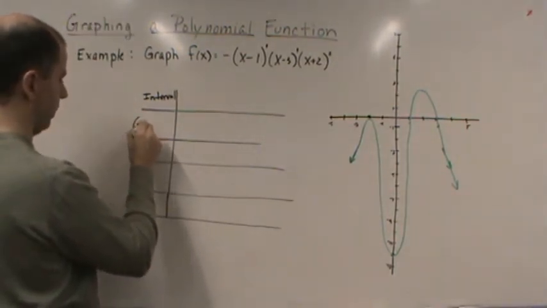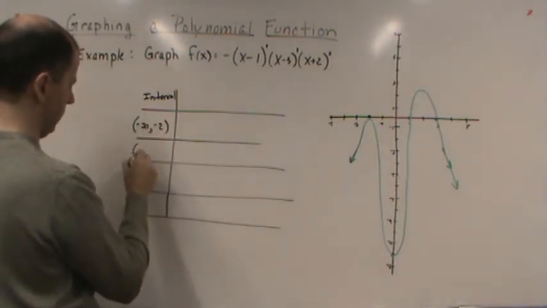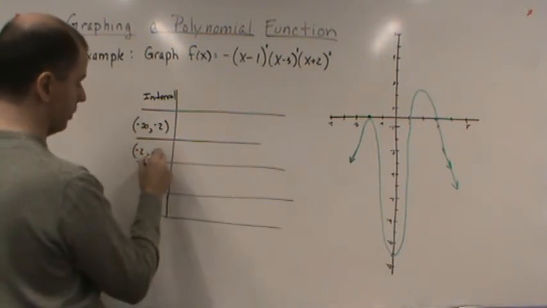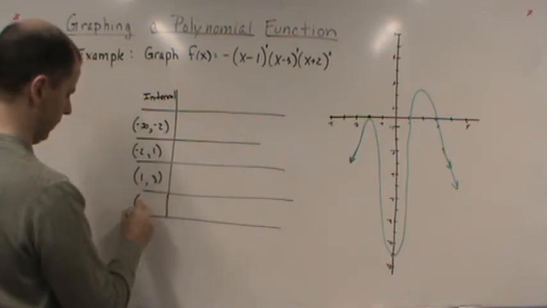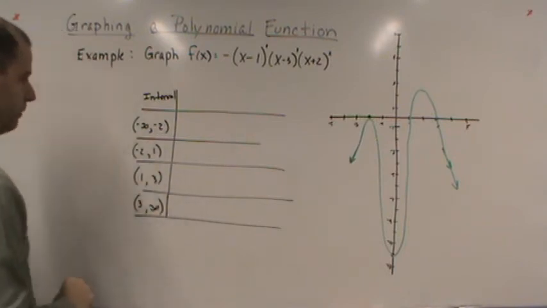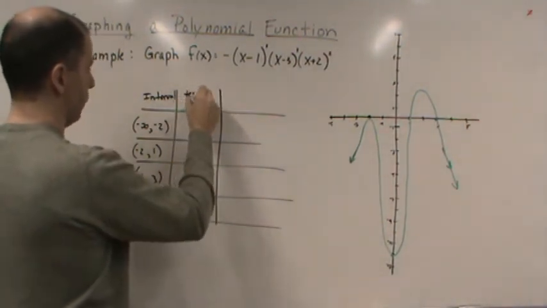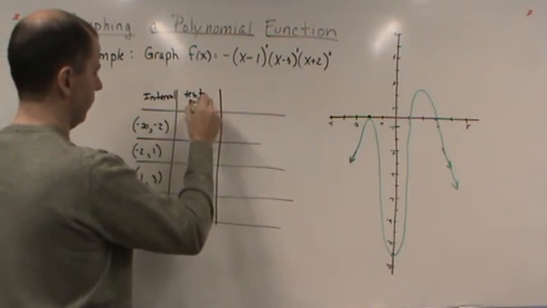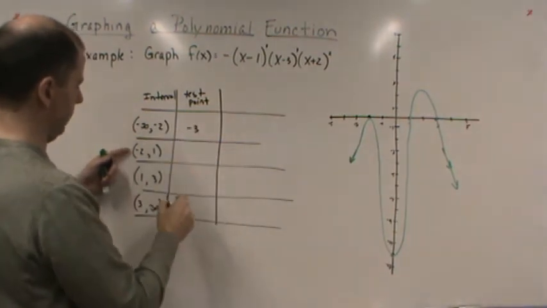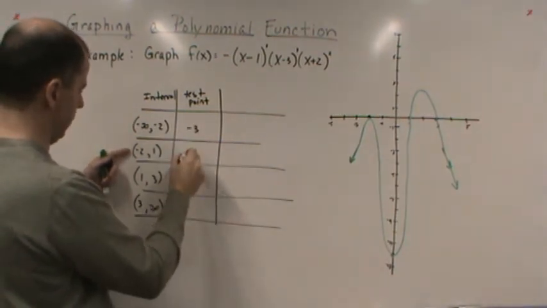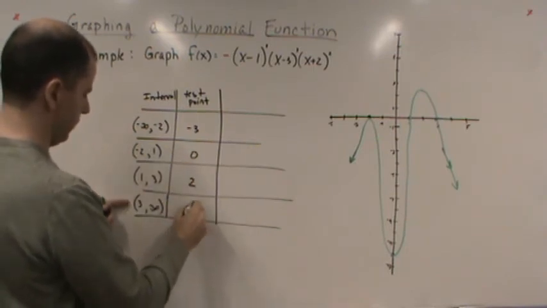So we've got negative infinity to negative 2. Then we've got negative 2 to 1, 1 to 3, and then 3 to positive infinity. And then we need our test point, or our x value. So here, negative 3. Here, might as well use 0. Here we could use 2. And here we could use 4.